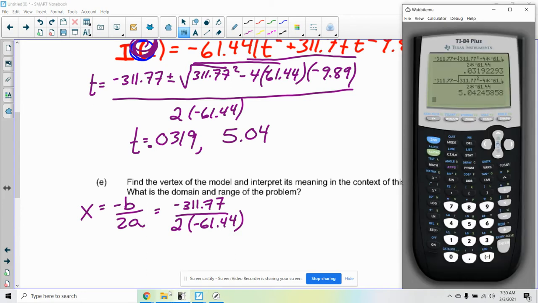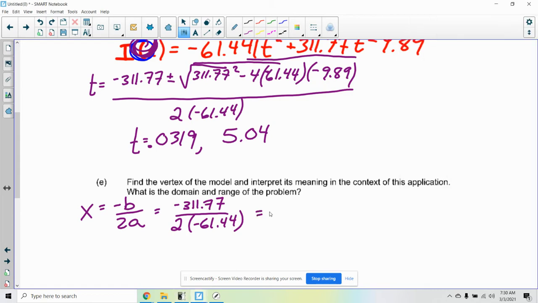Now, when you do this in the calculator, I wouldn't try doing it all in one step because students make a lot of mistakes. So I would just figure out what the bottom is going to be first. 2 times negative 61.44. And then the top divided by that. So I get 2.537. X equals 2.537 or 2.54. And you'll see that that point is right between these two, which is what we want.